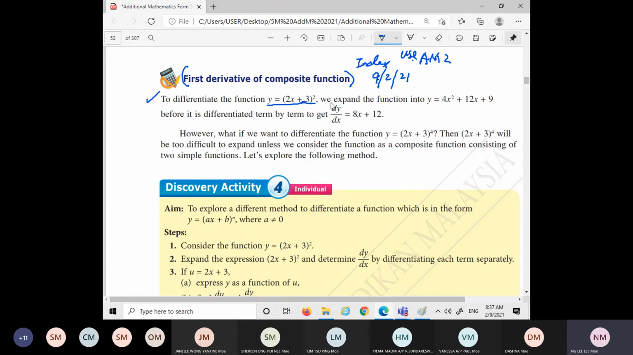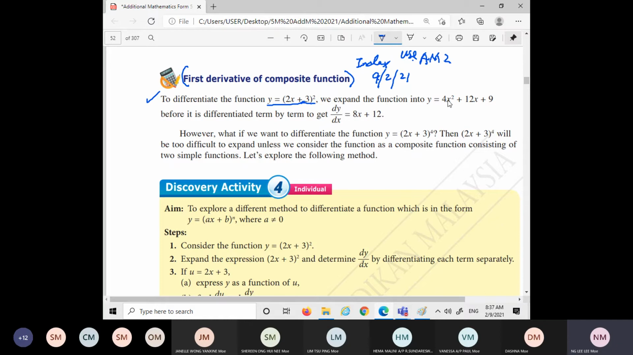Okay, what we're going to do is we expand. So this 2x, I'll get 4x squared. The 3 here, I get 9. And then first term times the second term times 2. So 3 times 2, 6x times 2, 12x. Okay, this is before differentiation. You expand first, so it becomes term by term. It becomes 3 terms. Then you differentiate term by term.